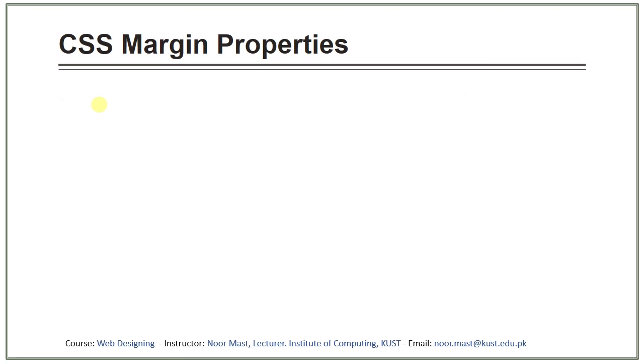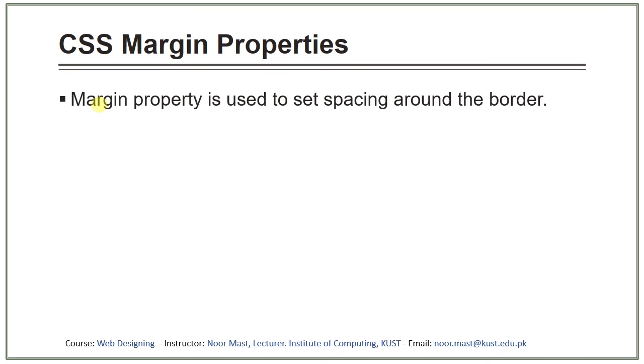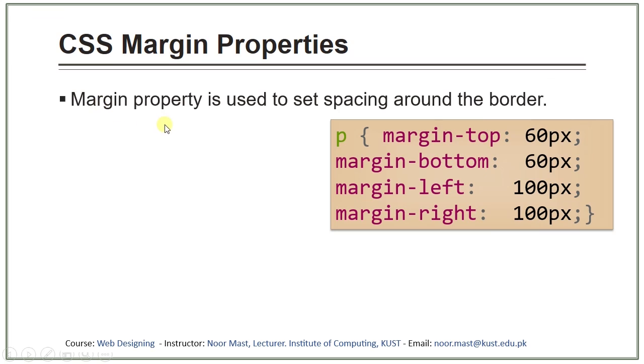CSS Margin Property. It allows you to set the spacing around the border of an element. An element's margin is not affected by its background color. However, if the parent element has the background color, it will appear in the margin area. Look at this example to define margins for P elements.